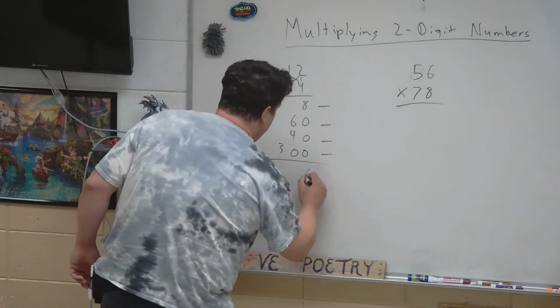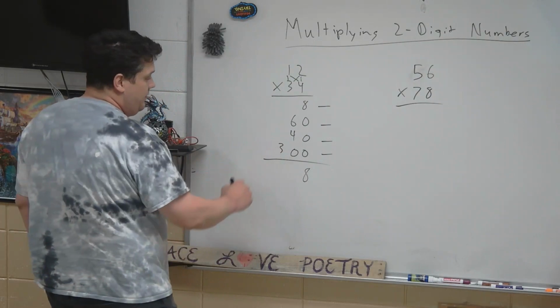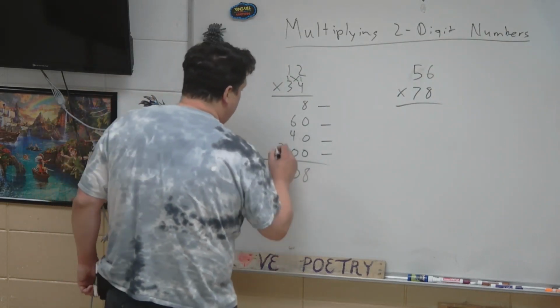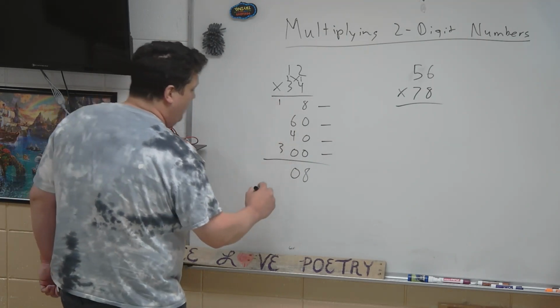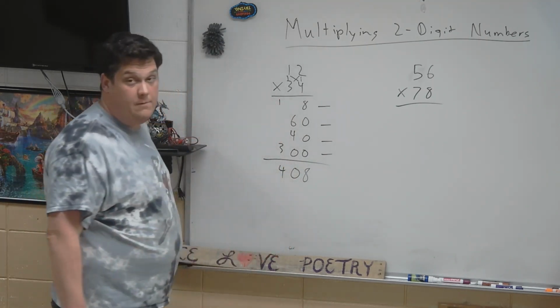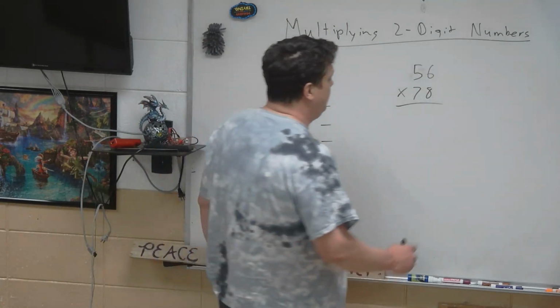8 plus 0 plus 0 plus 0 is 8. 6 plus 4 plus 0 is 10. So we have to carry the 1, don't we? The 0 goes there, we carry the 1, and 1 plus 3 is 4. We're going to do the same thing here again.